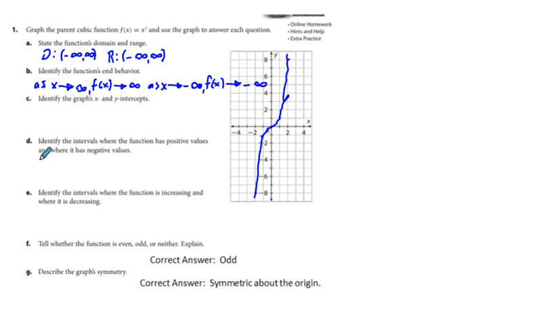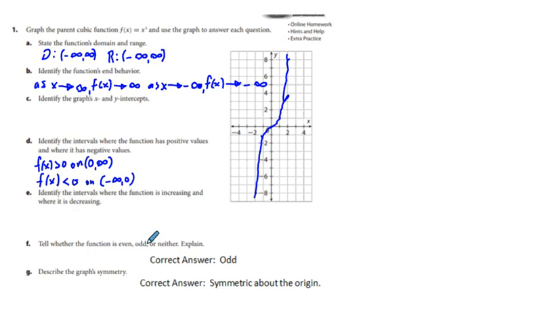So we'll say f of x is greater than 0 on the interval from 0 to infinity, and f of x is less than 0 on the interval from negative infinity to 0. Identify the intervals where the function is increasing and where it is decreasing. Well, the function is increasing everywhere.